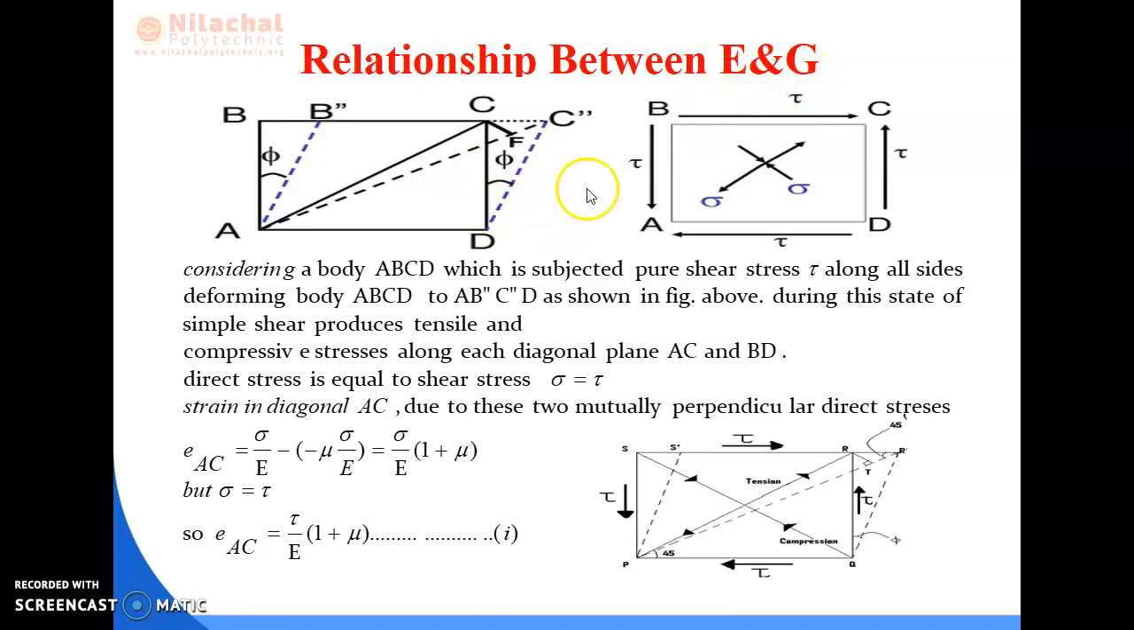Now what do we mean by Young's modulus? According to Hooke's law, we know that if the material is loaded within the elastic limit, then the ratio of stress to strain is known as the Young's modulus.